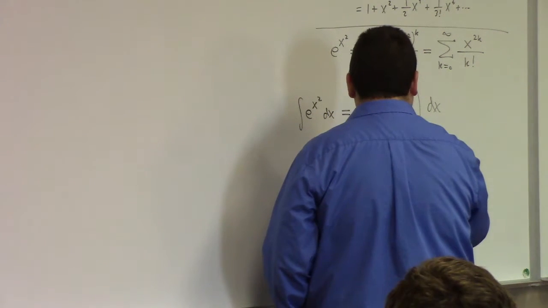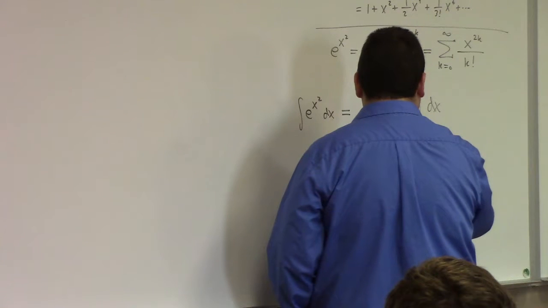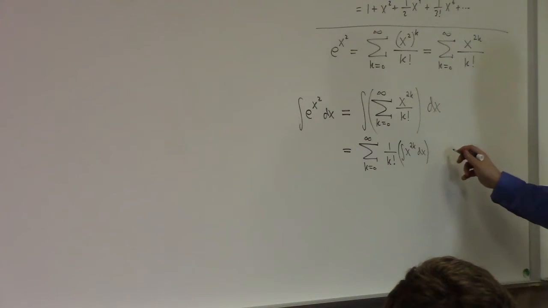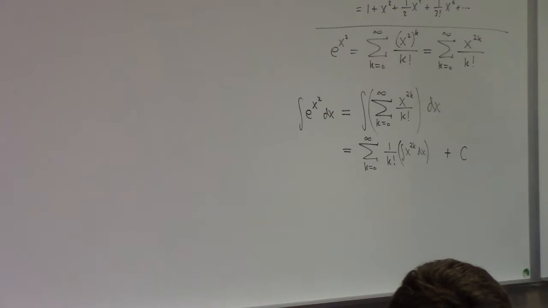K factorial is a constant, right? So we just have the integral of x to the 2k dx. And of course, I have to add a constant because it's an integration, right? Now, the integration that I wrote inside the sum, I don't want to add constants there. I'm just thinking of that as an antiderivative with zero constant.